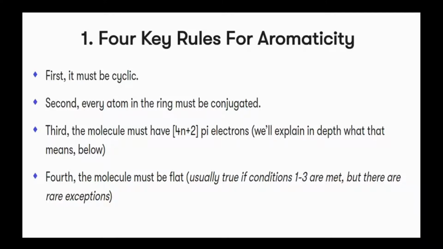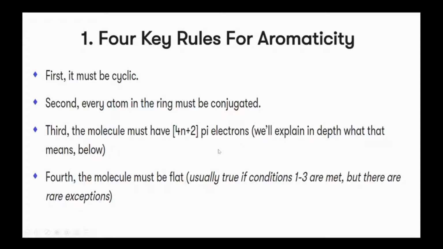All right, so point number 1, it must be cyclic. Point number 2, every atom in the ring must be conjugated. If there are 6 atoms, all those 6 atoms must be conjugated. If you don't know about conjugation, I have already made a video about conjugation on my YouTube channel. Please watch it. Rule number 3, the molecule must have 4n plus 2 pi electrons.